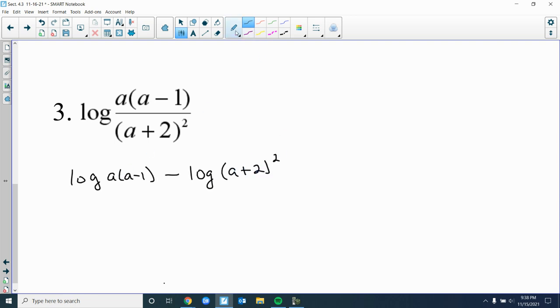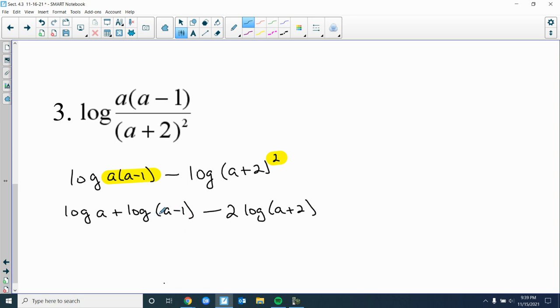All right, I had this part here. It still has a product, and this one still has a power. So this product can be split apart into log base a plus log of a minus 1. Minus, this 2 goes out in front, and log of a plus 2.